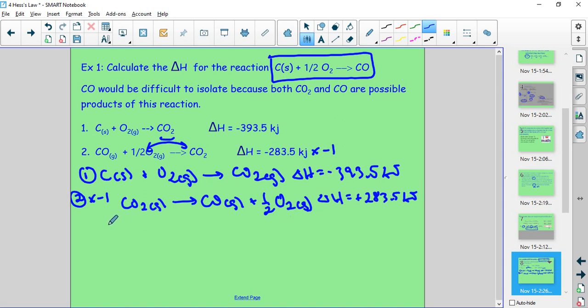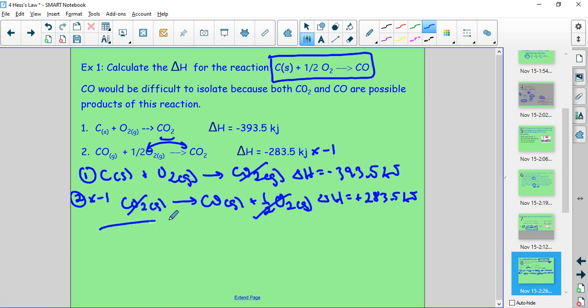Okay, let's see if this works. So this gave us a new equation. We're going to cancel out CO2, right? They appear on both sides. O2 appears on both sides, but look, it doesn't appear exactly the same, but we should still cancel them out. We have half an oxygen here. We have a full oxygen there. Well, 1 minus a half is a half, right?